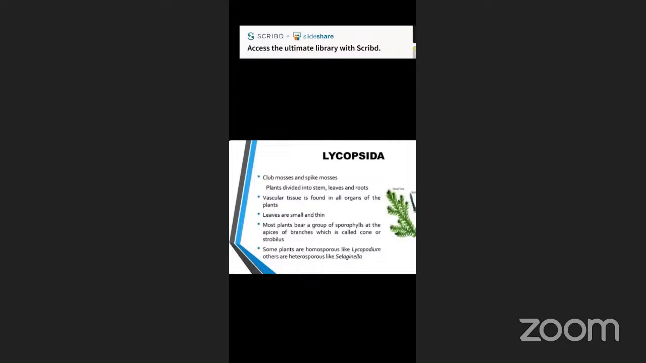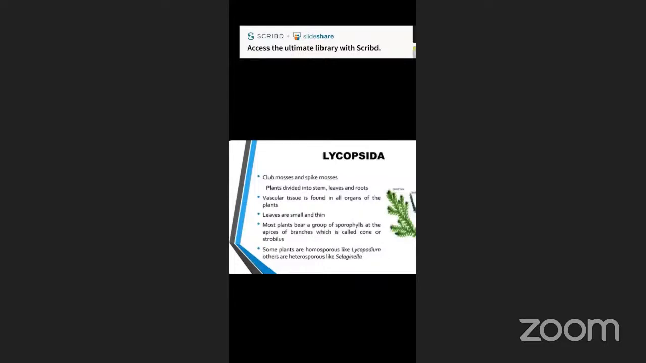Here one order is there, that is the Lycopodiales. The family is the Lycopodiaceae family. So another class is the Ligulopsida. Here in Ligulopsida, one order is there, that is the Selaginellales.